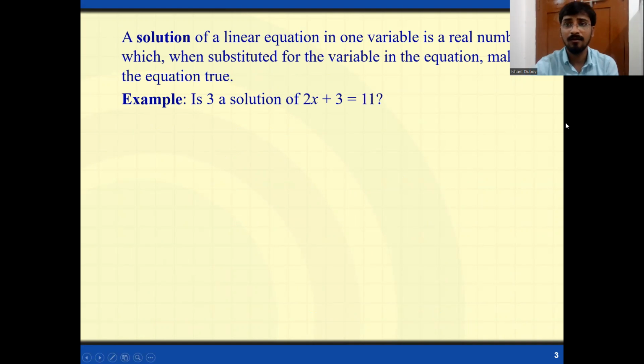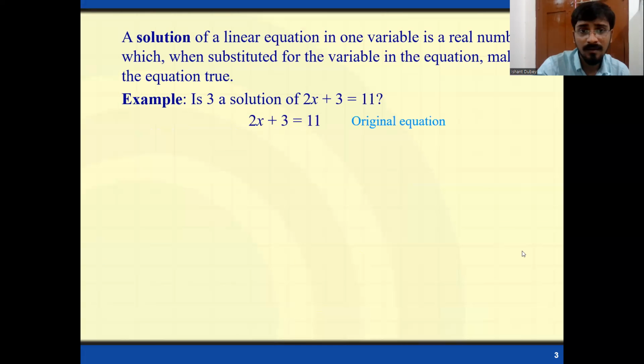Now let's try to solve some linear equations and see what the solution of that will be. A solution of a linear equation in one variable is a real number which, when substituted for the variable in the equation, makes the right hand side and left hand side equal, which means your equation becomes true. For example, is 3 a solution of 2x plus 3 equals 11? Meaning, to satisfy this equation with left hand side equal to right hand side, will x equals 3 be a solution?